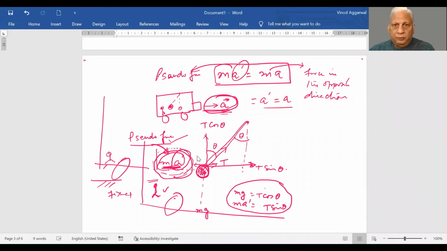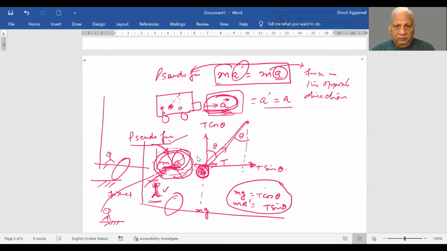The direction of this pseudo force will be opposite to the direction of the moving body. Right? Now, there's a very interesting thing. We've seen that the person who's sitting in the moving frame will see this pseudo force, but as far as a person standing on the ground is concerned, he will not see this pseudo force. He will see only this force coming into the picture.